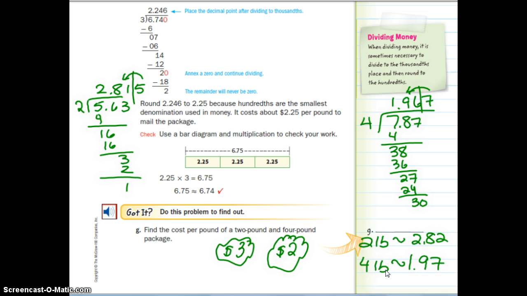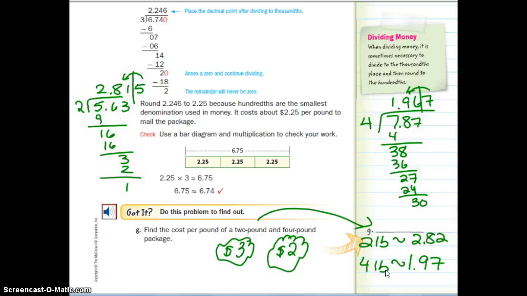Now, when I do the math, I have to bring it out to the tens, hundreds, thousandths so that I can check to see if I'm going to round up. In both cases, I have to round up. For a 2 pound, it's $2.82. That's very close to my $3 estimate. And then for a 4 pound, it's $1.97, close to my $2 estimate.